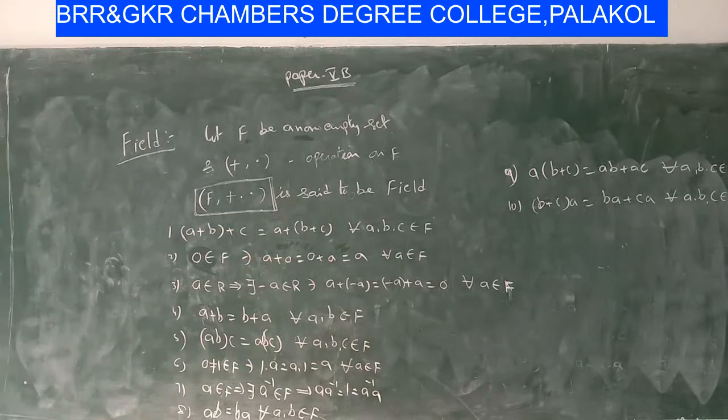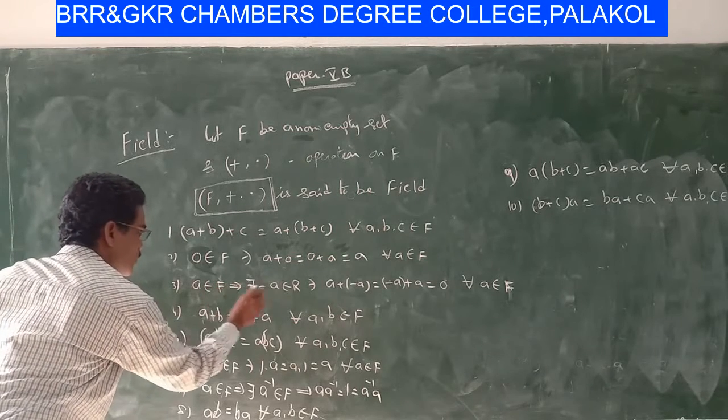Just once again, the definition of a field: let F be a non-empty set and plus, dot are two binary operations on F, then F, plus, dot is said to be a field if first one A plus B plus C equal to A plus of B plus C for all A, B, C belongs to F. Second one is there exists 0 belongs to F such that A plus 0 equal to 0 plus A equal to A for all A belongs to F. Next, third one is some A belongs to F.